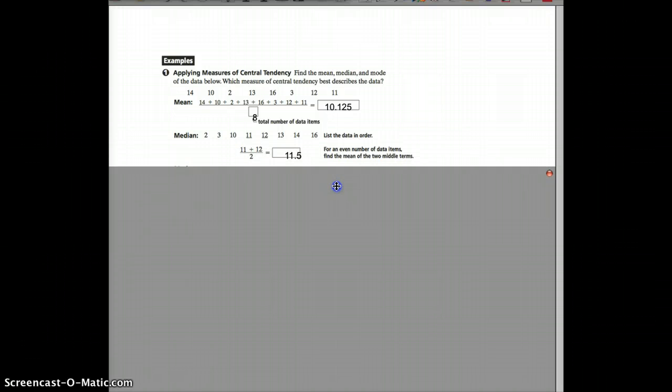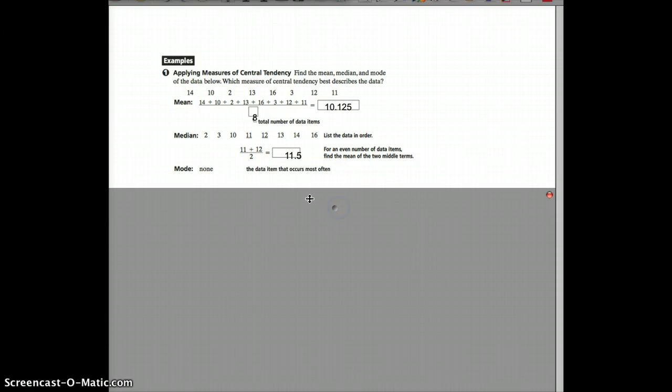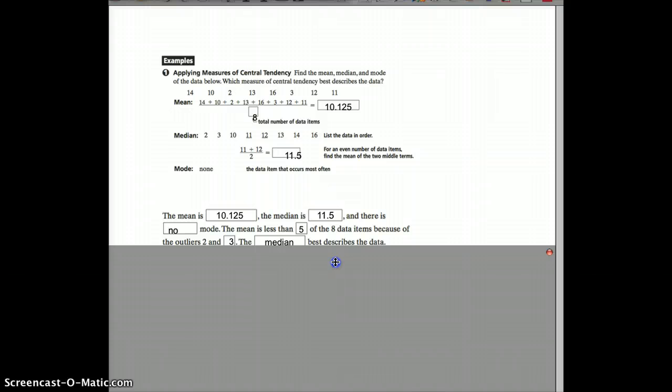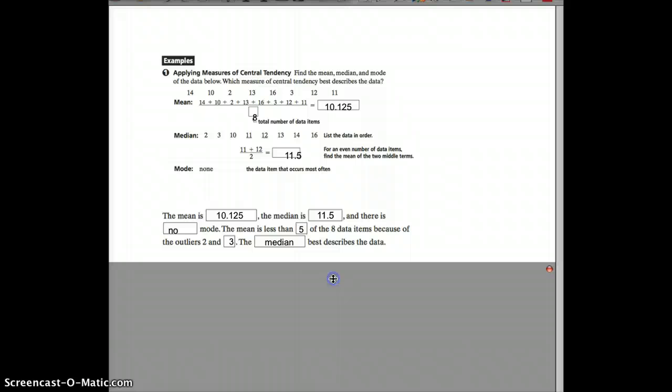We get 10.125. The median is the middle number, and if we arrange it from least to greatest, the middle is going to be between the 11 and the 12, so it's 11.5. And then the mode, since there is no number that is the most frequently occurring, we're probably not going to worry about the mode too much. Now, which is the best? The mean is 10.125. The median is 11.5. There is no mode.